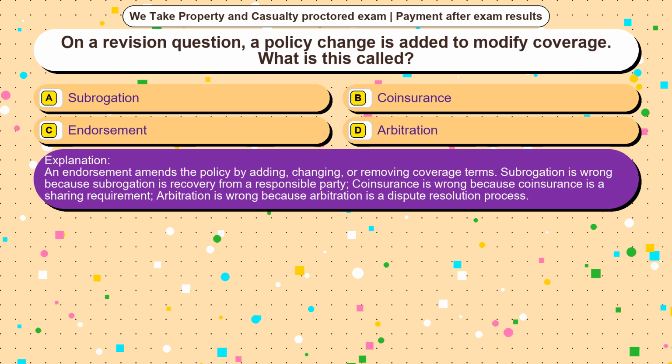An endorsement amends the policy by adding, changing, or removing coverage terms. Subrogation is wrong because subrogation is recovery from a responsible party. Coinsurance is wrong because coinsurance is a sharing requirement. Arbitration is wrong because arbitration is a dispute resolution process.